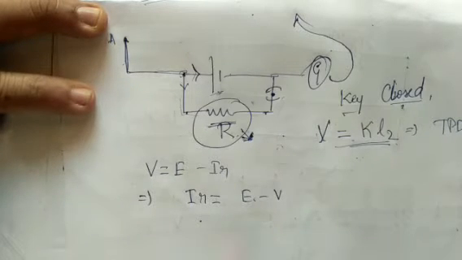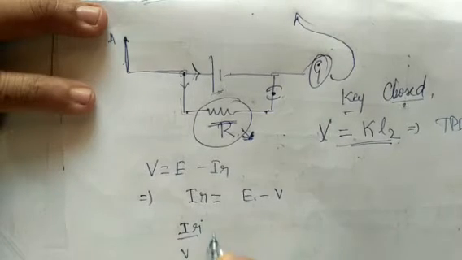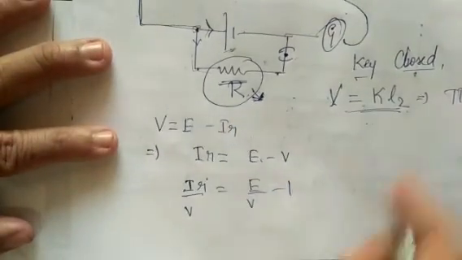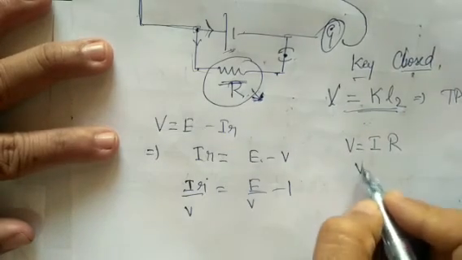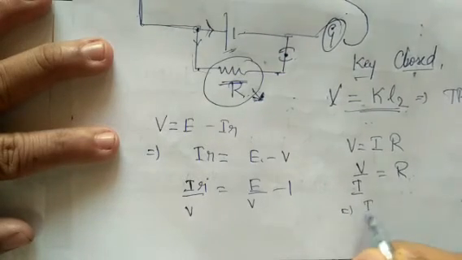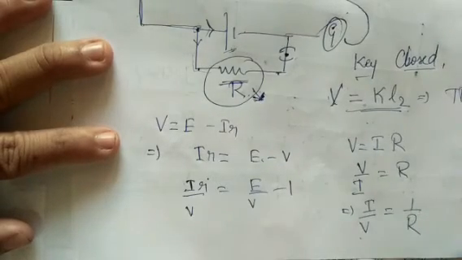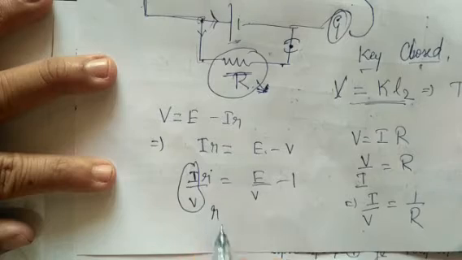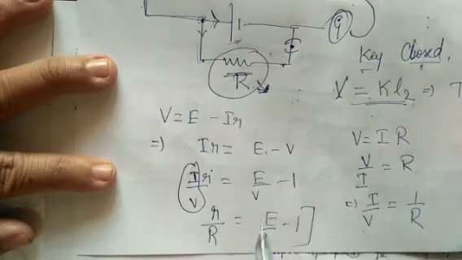Now just divide by the V term. When we divide by V, I into r divided by V is equal to E divided by V minus 1. From Ohm's law, we have V is equal to I into R. This implies V by I is equal to R, and if we take the reciprocal, I by V is equal to 1 divided by R. So I am going to replace this I by V here. That gives small r divided by capital R is equal to E divided by V minus 1.